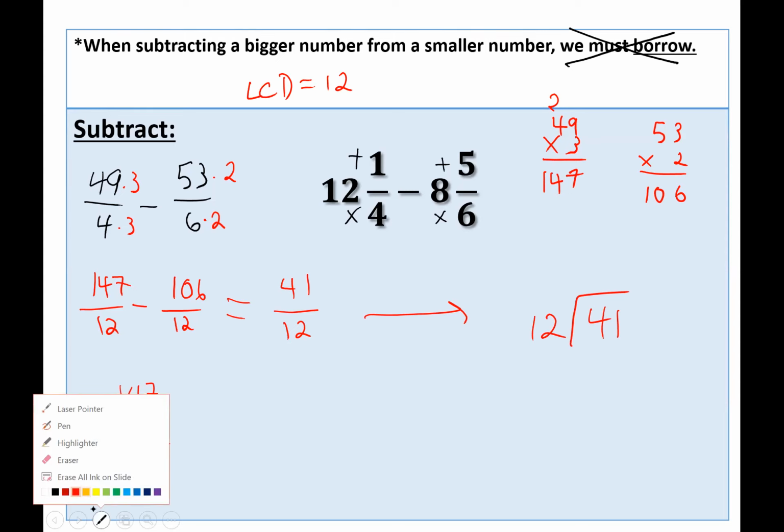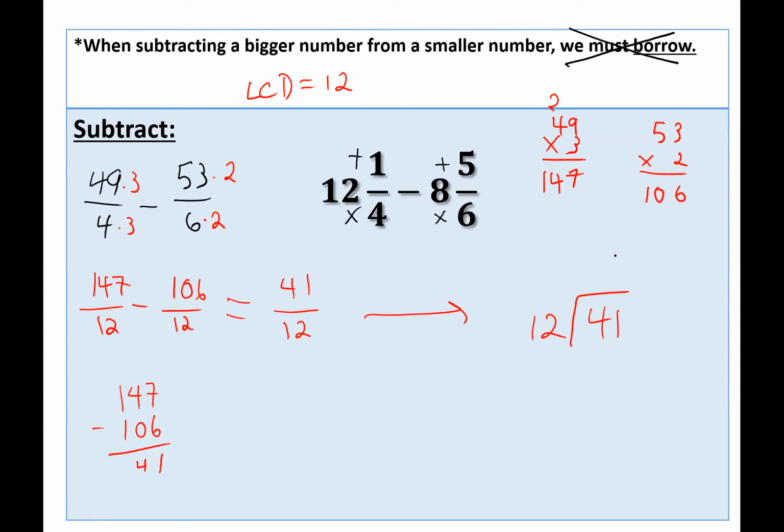Let's see, 12 goes into 41 3 times. 3 times 12 is 36. And when we subtract 41 minus 36, we get 5. So our final answer is 3 5/12.